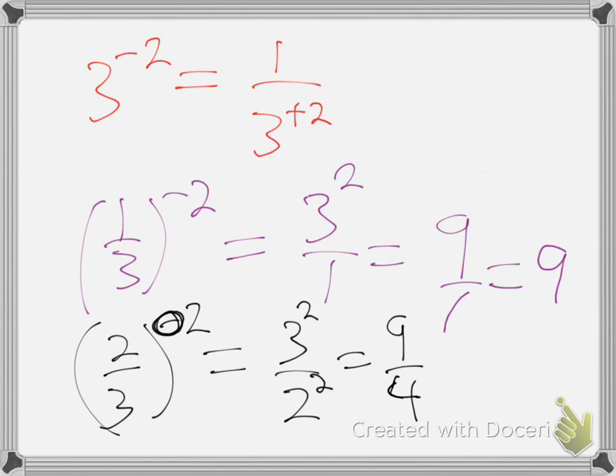Am I losing you there? That makes sense? So again, the negative part of the power flips it, and then the 2 goes on everybody because it was on everybody. 2.25.